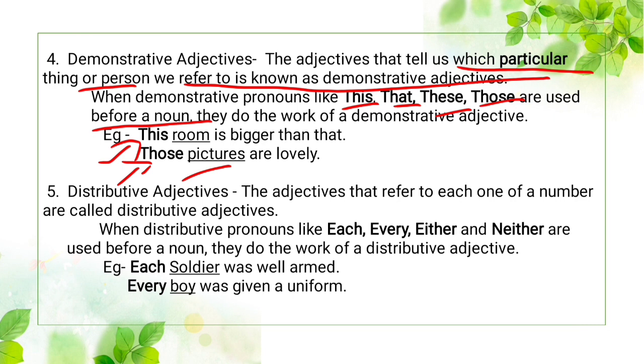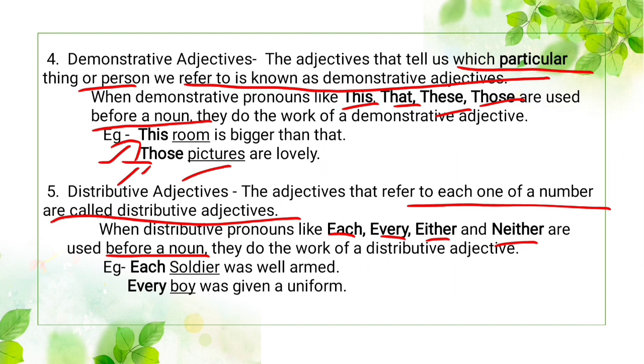Next type is distributive adjective. The adjectives that refer to each one of a number are called distributive adjectives. It is also similar to distributive pronouns. Like when distributive pronouns like each, every, either and neither are used before a noun, they do the work of a distributive adjective. Example is like, each soldier was well armed.